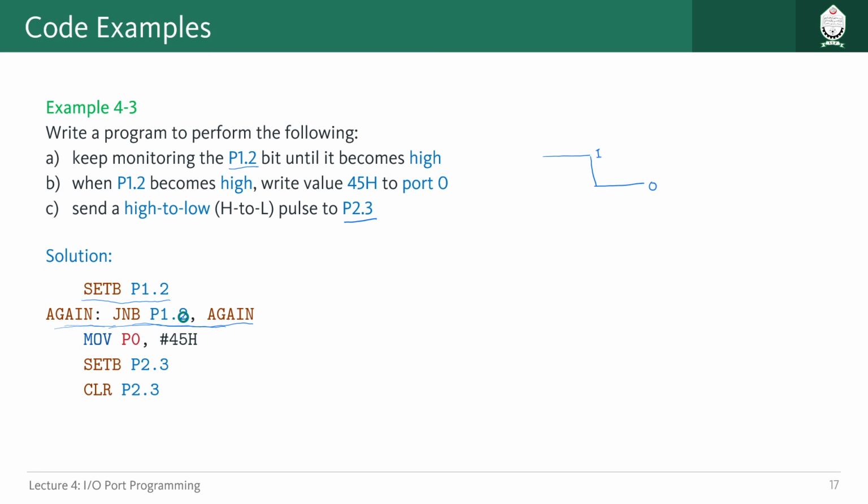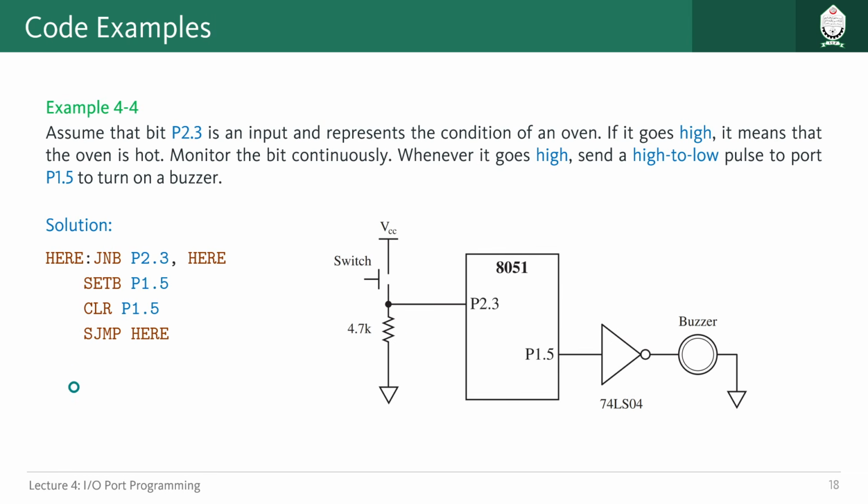At that moment it can skip this line and go to the next line, which is the execution of the next task we have. So if pin 1.2 is high, then we can complete this task. We are going to write this value onto port 0, and we are going to give a high to low pulse to pin 2.3. So we will first set B, then clear it. That will give us first a high pulse, then a low pulse. So high to low pulse basically. Understand?